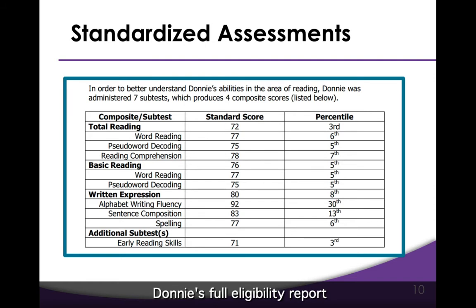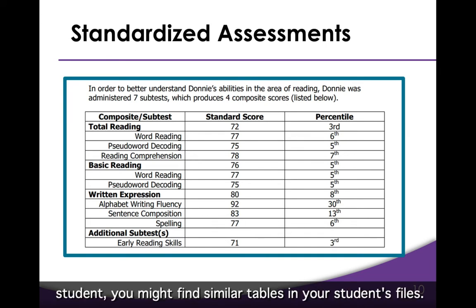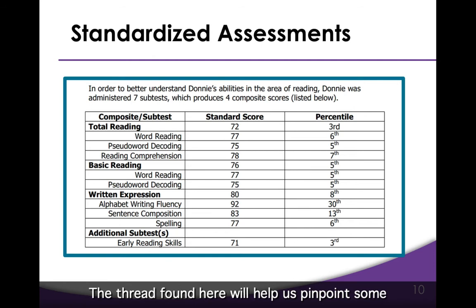This screenshot is from Donnie's full eligibility report in the assessment section. The standardized assessment given was the WIAT-3, or Wechsler Individual Achievement Test, 3rd edition. In looking for the thread of information for your student, you might find similar tables in your student's files. The thread found here will help us pinpoint some areas we need to prioritize for goals.